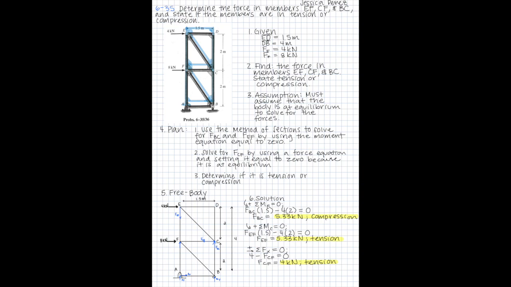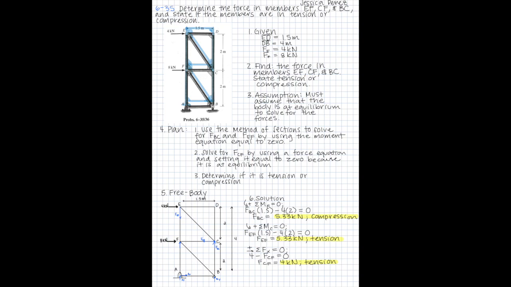So the question states, determine the force in the members EF, CF, and BC, and state if the members are in tension or compression. So first we have to start with our givens, and we are given that ED equals 1.5 meters, DB equals 4 meters, the force at E equals 4 kilonewtons, and the force at F equals 8 kilonewtons.